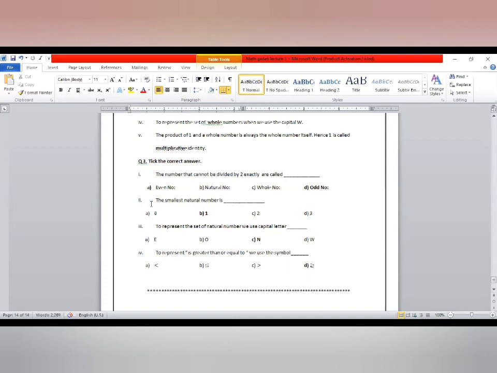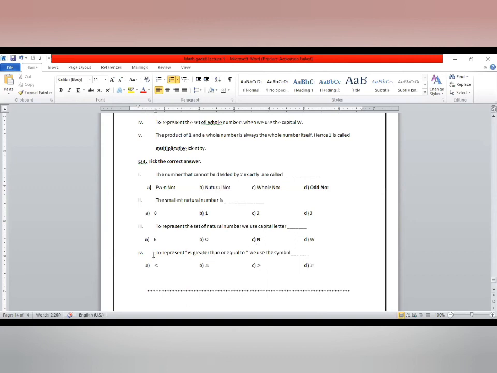Here, number 2: the smallest natural number is 1, but the smallest whole number is 0. We have discussed this in previous lectures also. To represent the set of natural numbers, we use the capital letter N, and to represent the whole numbers, we use the capital letter W.